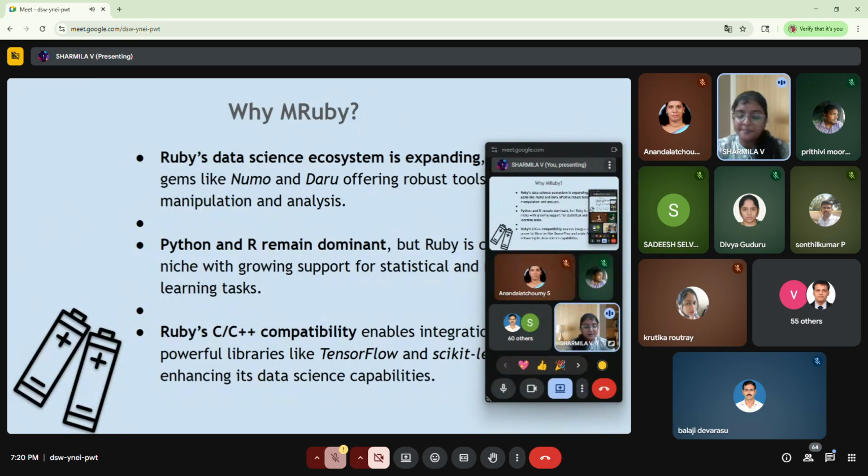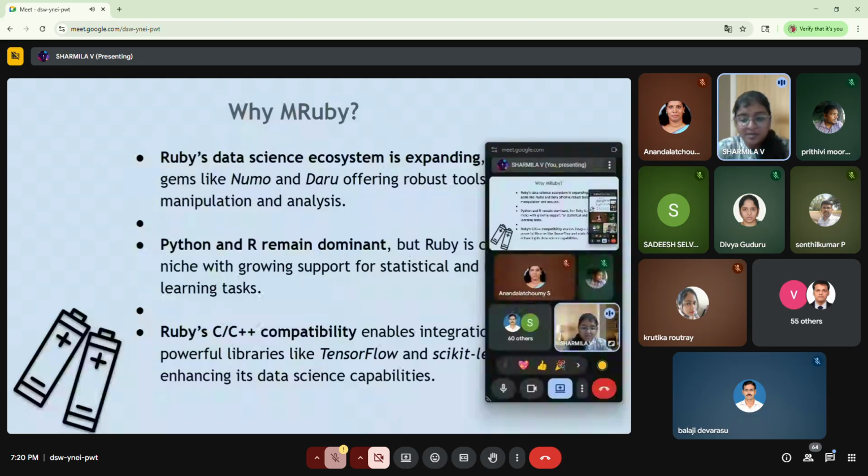And to come to data analysis, the data science field, let's see how mruby is contributing. We have certain gems of mruby, such as Daru and Numo. The Daru gem, a gem is nothing but a kind of framework or library within the Ruby ecosystem. They are libraries, and these libraries are called gems in the Ruby environment.